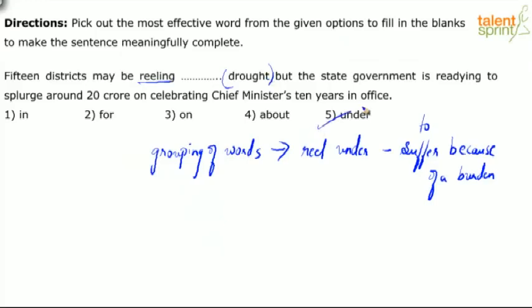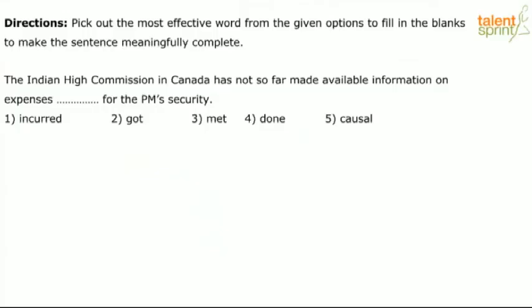If you're familiar with this, you will pick the right option. If not, you will lose a mark. Indian High Commission in Canada has not so far made available information on expenses dash for the PM's security. Again, what are we applying? Grouping of words. So we need to focus on the word before the blank, expenses: expenses incurred, expenses got, expenses met, expenses done, or expenses costly. What's it going to be?